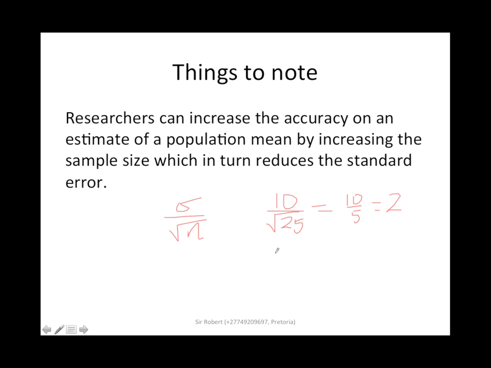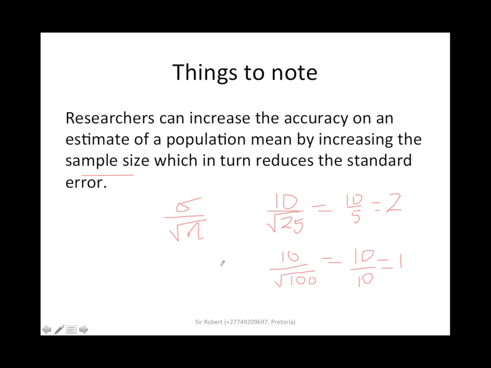Let's say our sample increases to 100. So it becomes 10 over the square root of 100, which becomes 10 over 10, equals 1. That's why we're saying researchers can increase the accuracy of an estimate of a population mean by increasing the sample size. If the sample size is increased from 25 to 100, the standard error decreases by 1.